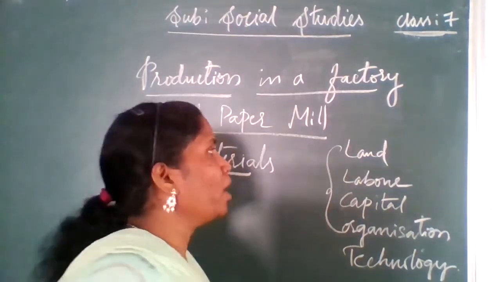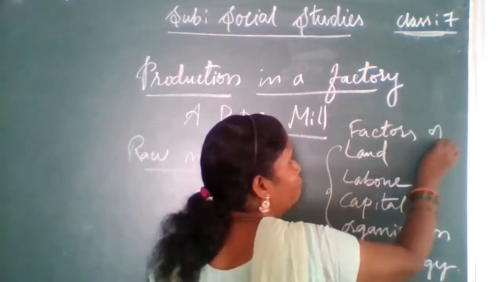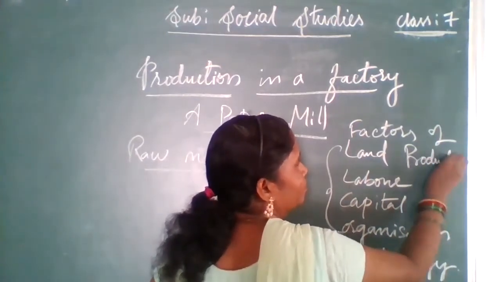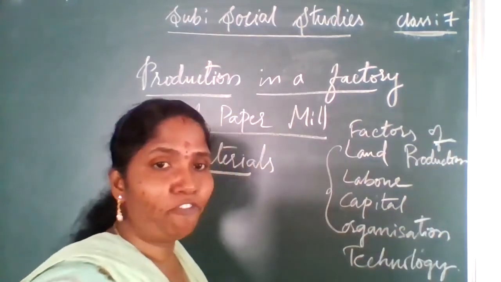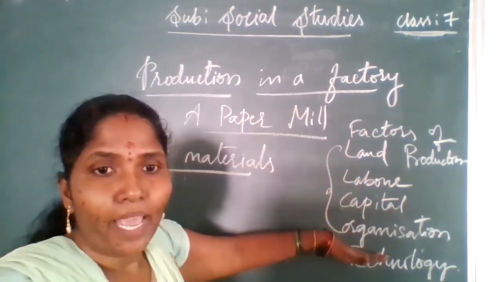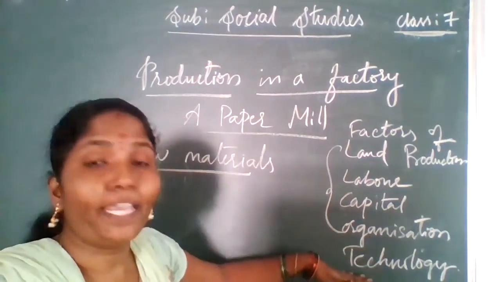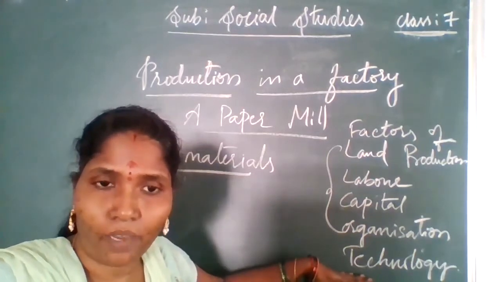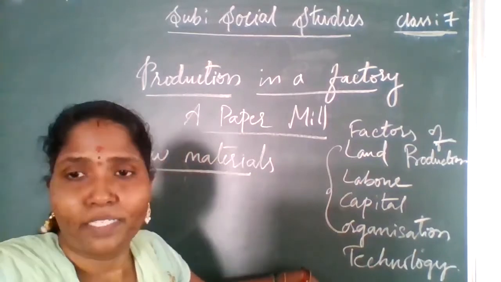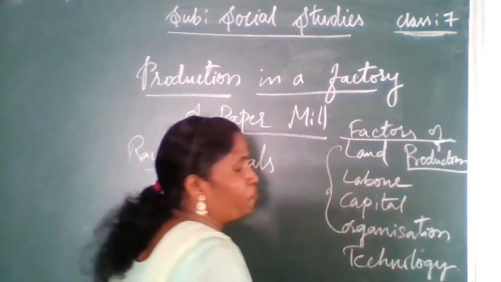That's the reason why we are calling them factors of production. What are they? Land, labor, capital, and organization. In addition to these, we are having one more, that is technology. As we are able to see today, we even have technology. So these are the essentials, and we call them factors of production.